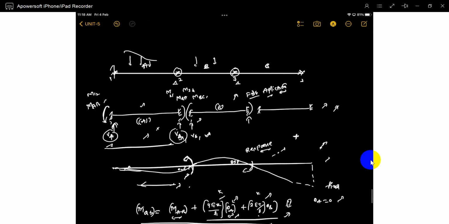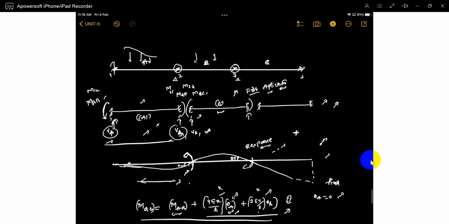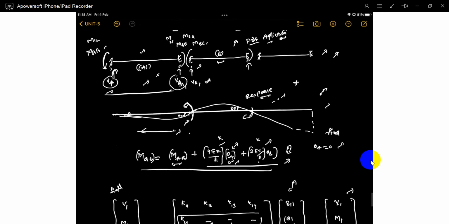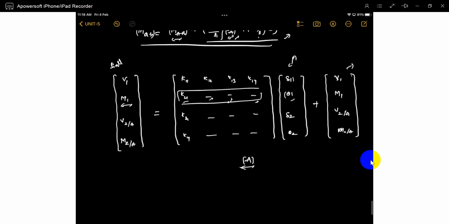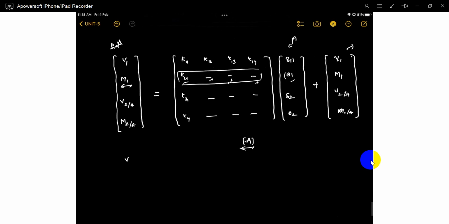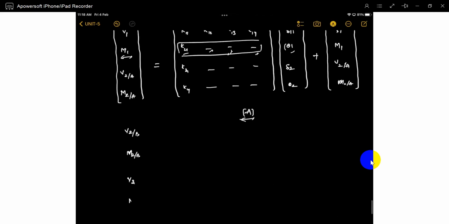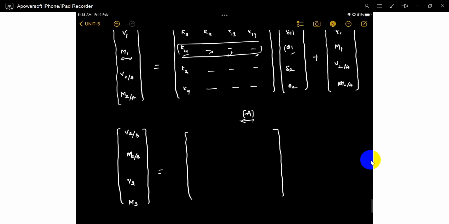Now element B. Element B also will get the same thing, na? Same thing, but element B has node 2 and node 3. So now you will get V2 for B, M2 for B, so node 2, V3, M3. You will get it like this. Stiffness matrix is same here.